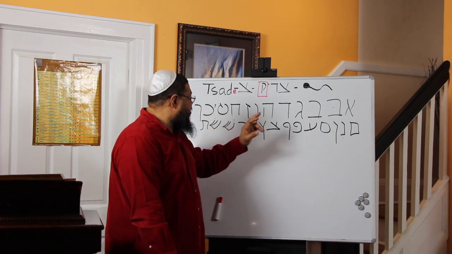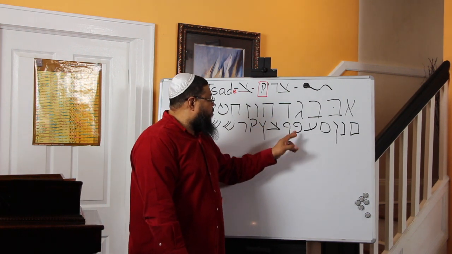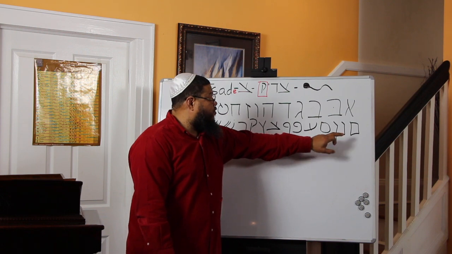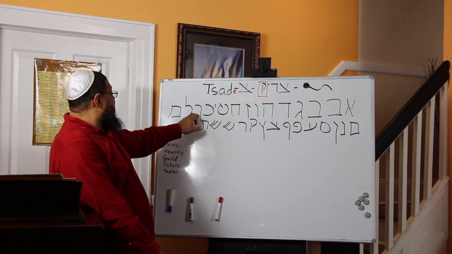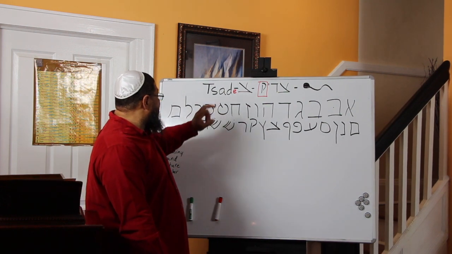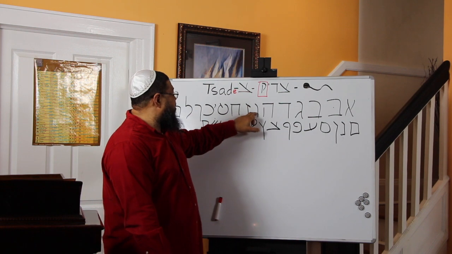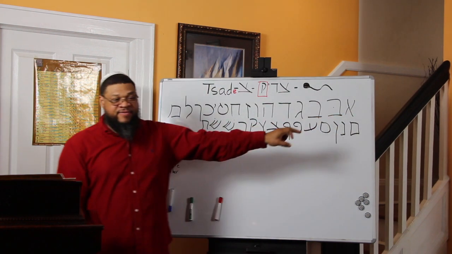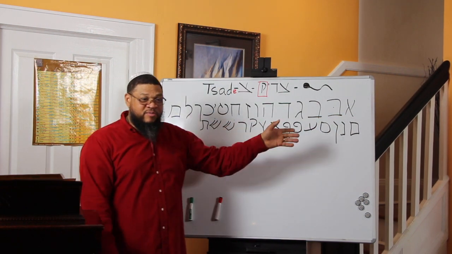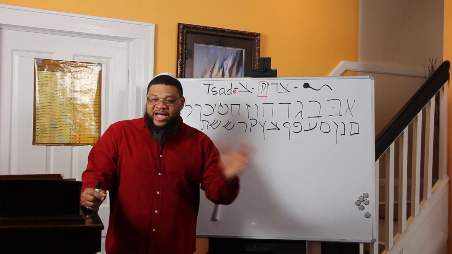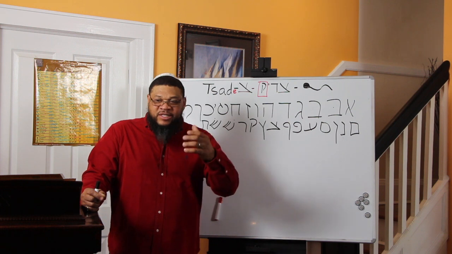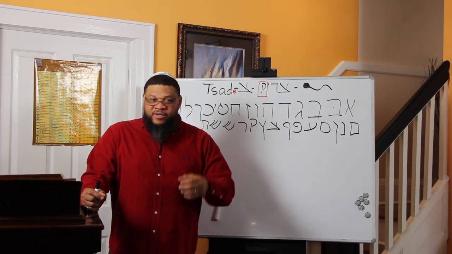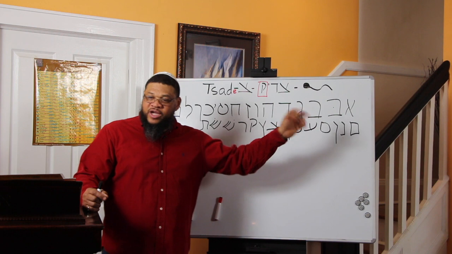No, we've got to do it better than that. But you want to remember it both sides, because you want to be able to say the whole alphabet backwards. Tav, shin, going right down to aleph.